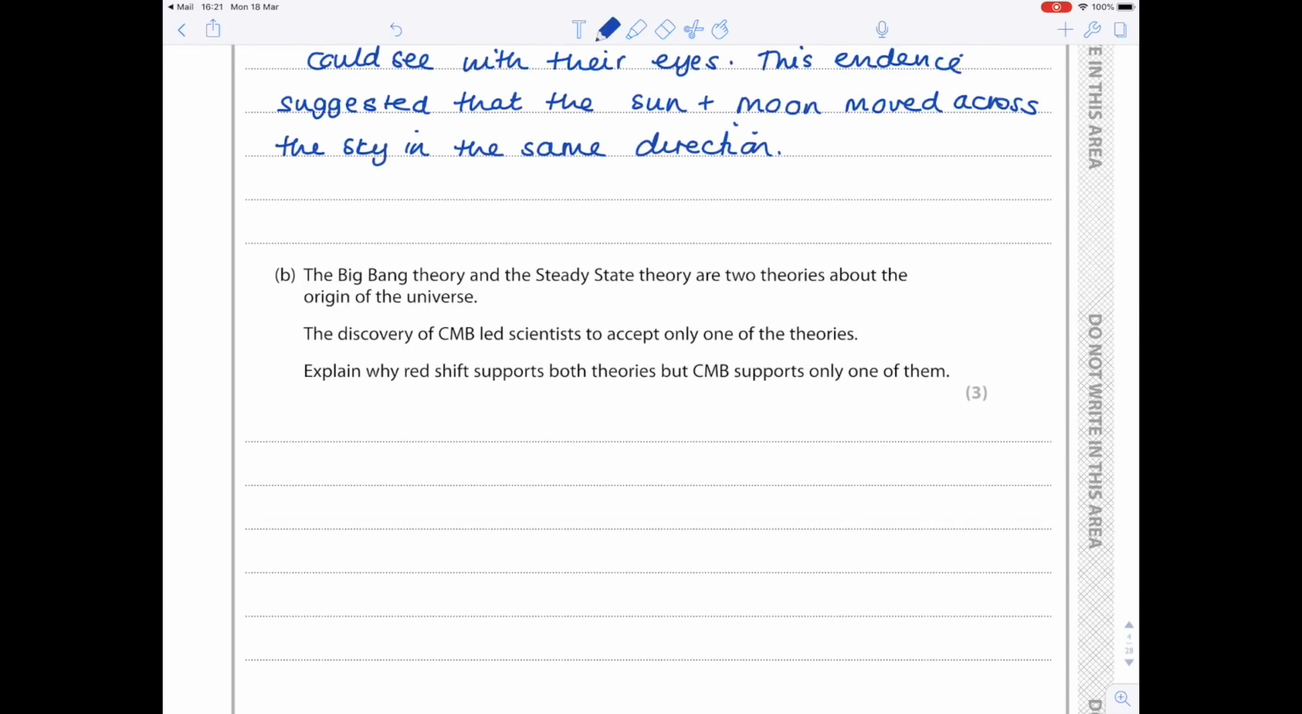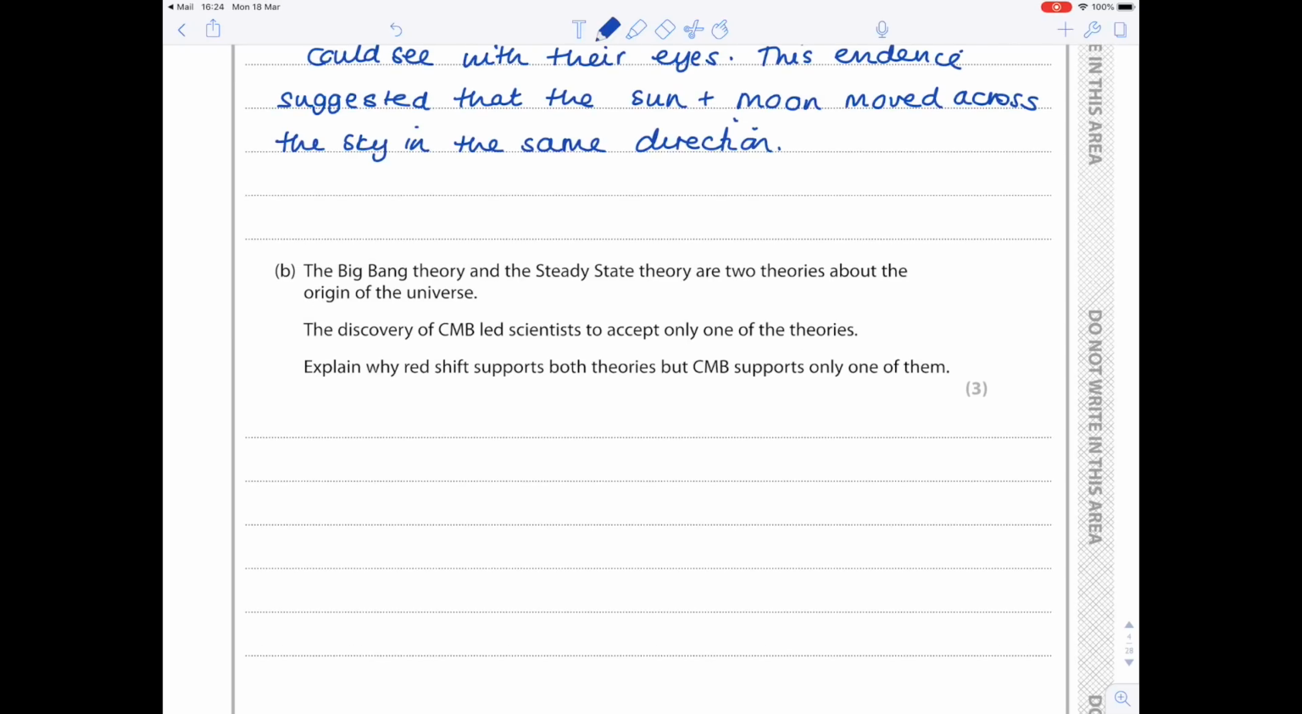B. The Big Bang theory and the steady state theory are two theories about the origin of the universe. The discovery of CMB led scientists to accept only one of these theories. Explain why redshift supports both of these theories, but that CMB supports only one of them. So we need to make some very basic comments, first of all, about what these two theories state and what they have in common. So you want to start by saying that both theories state that the universe is expanding.